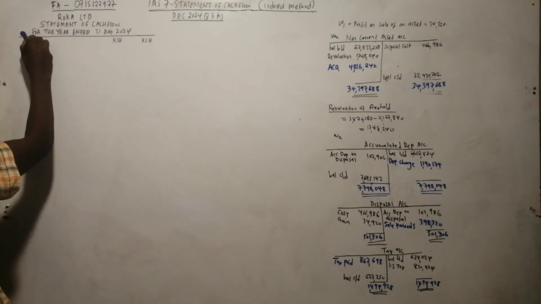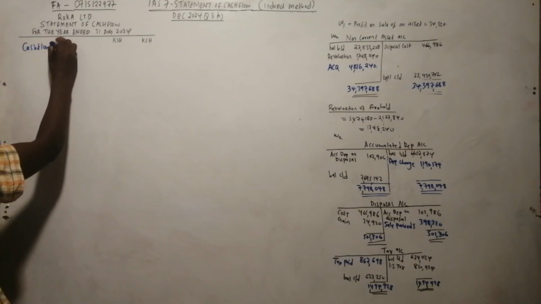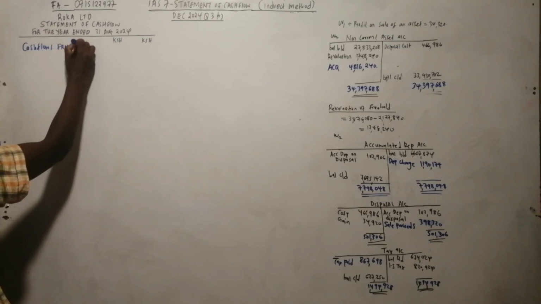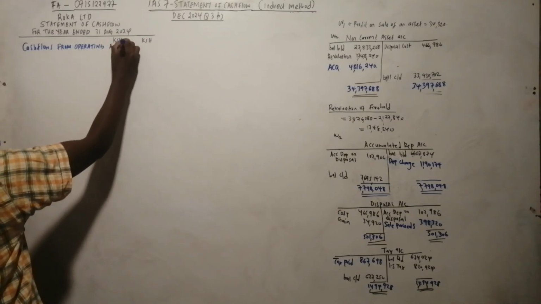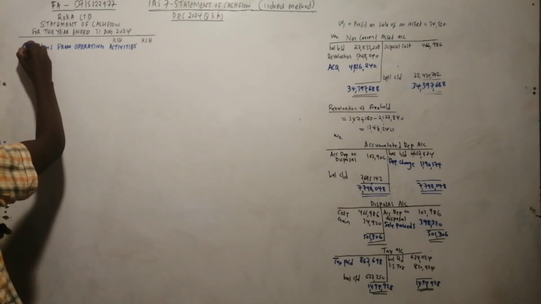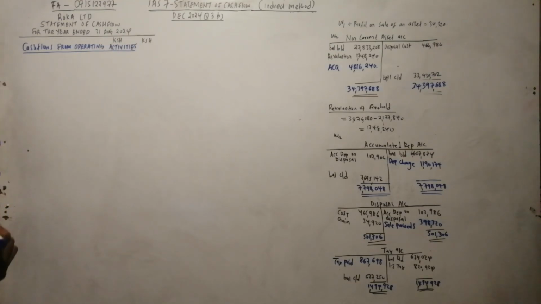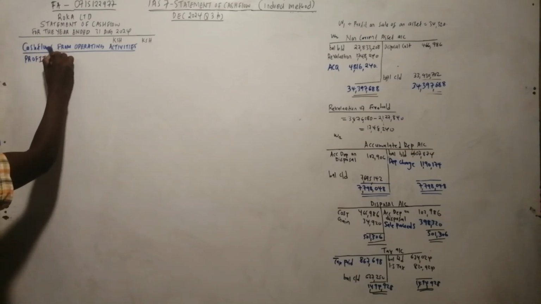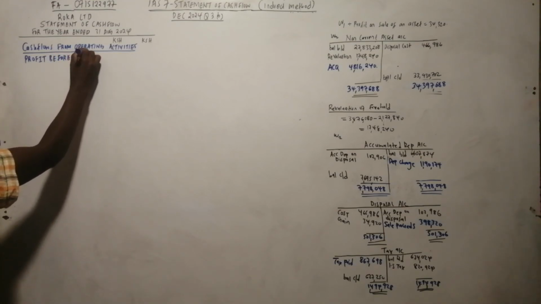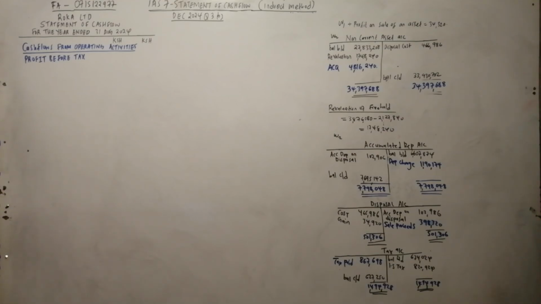Cash flows from operating activities. We start with the profit before tax. So how much is the profit before tax? You go up to our income statement. It tells us that the profit before tax is 2,549,404. We start with that.